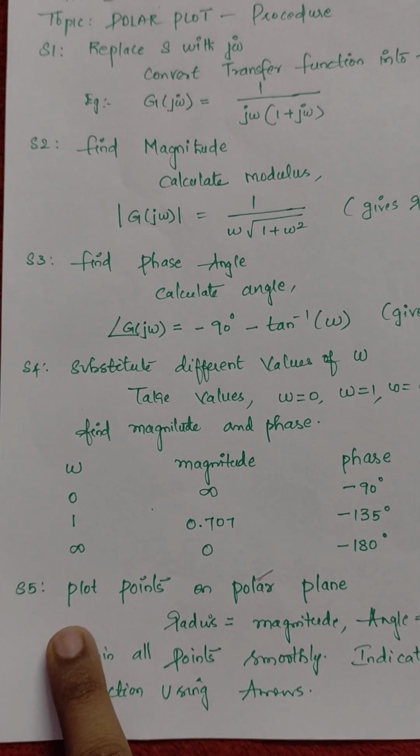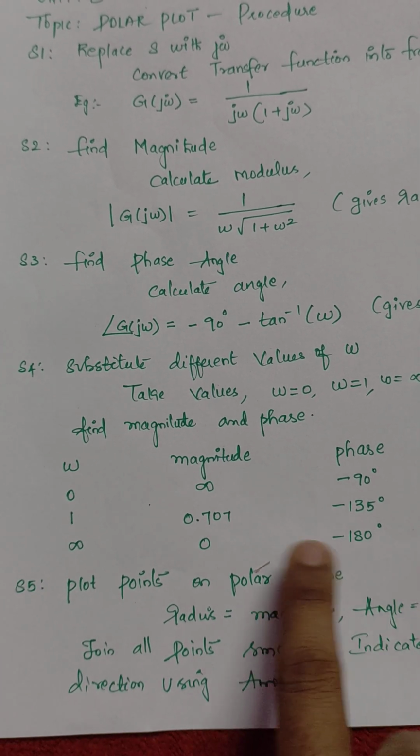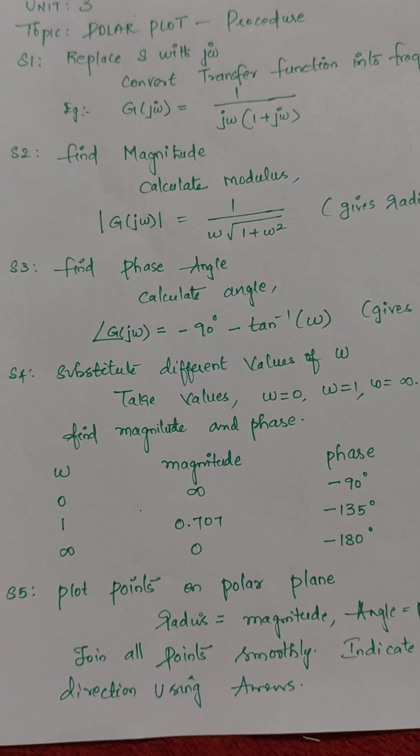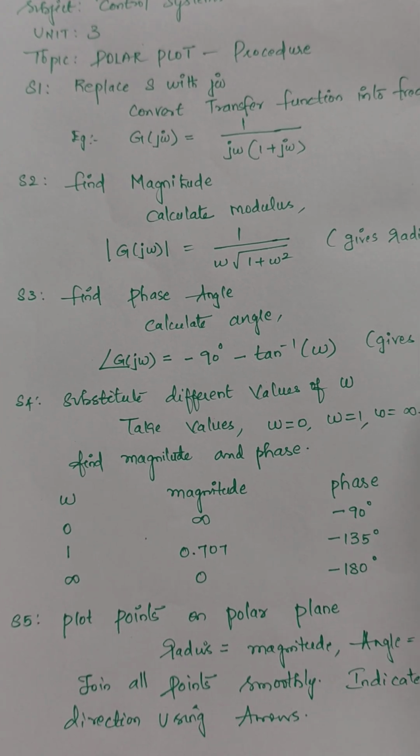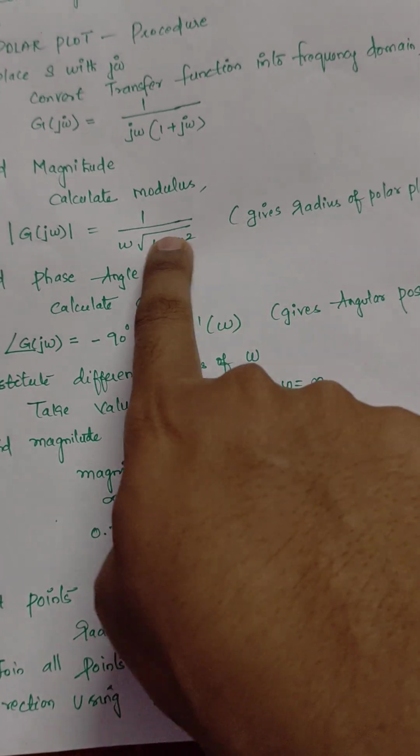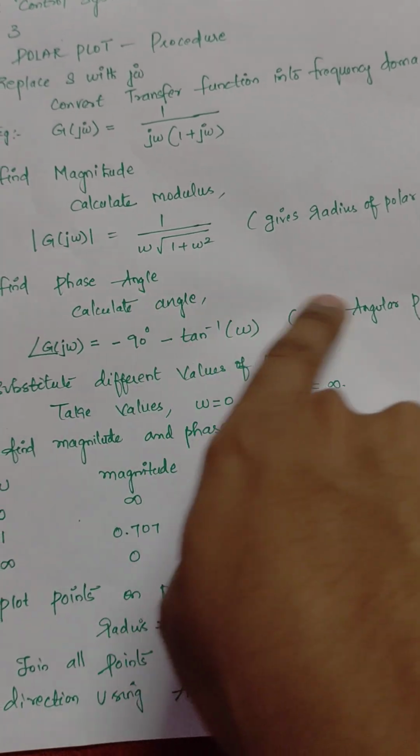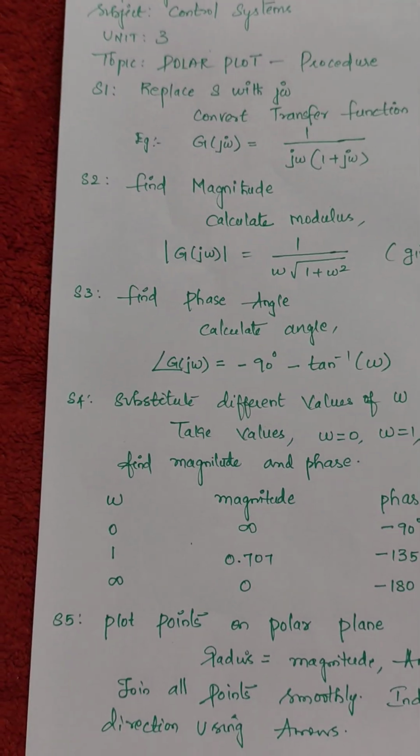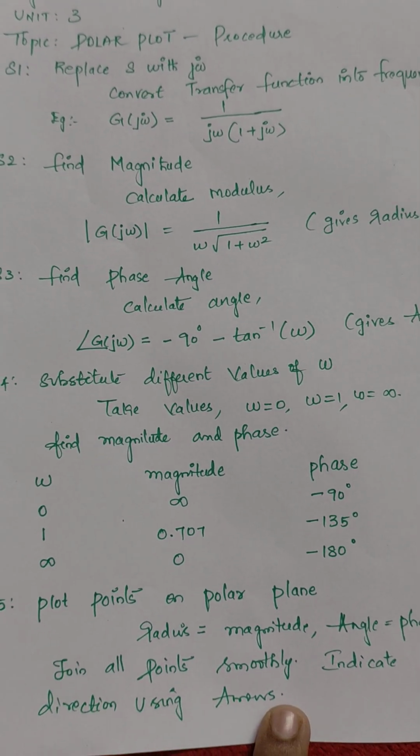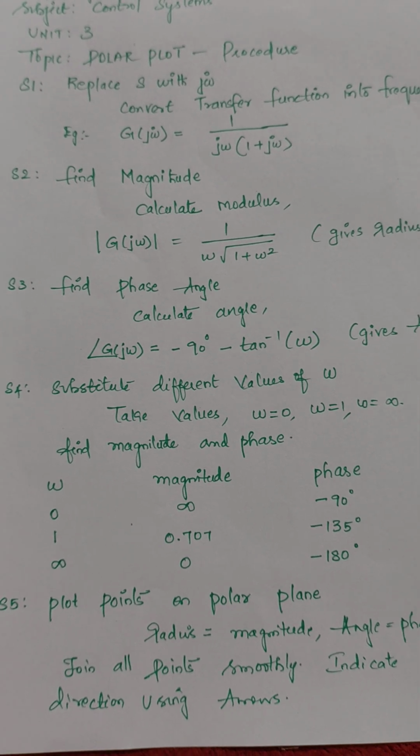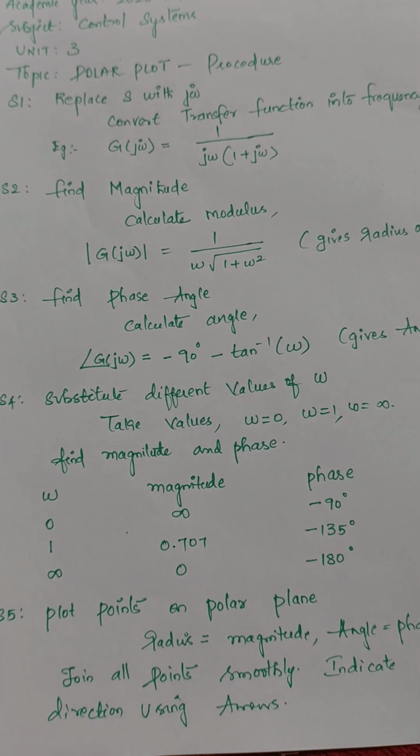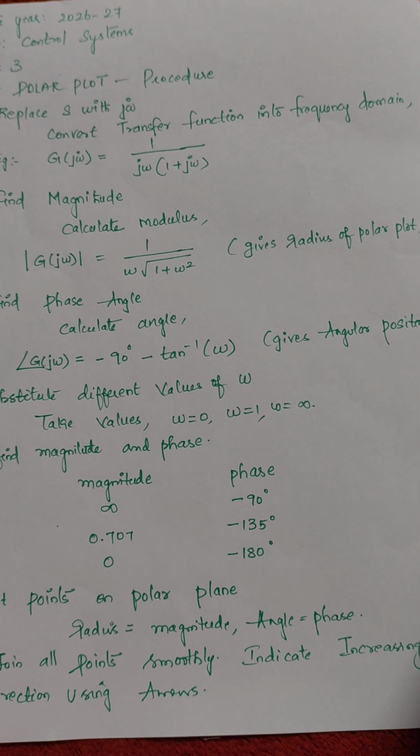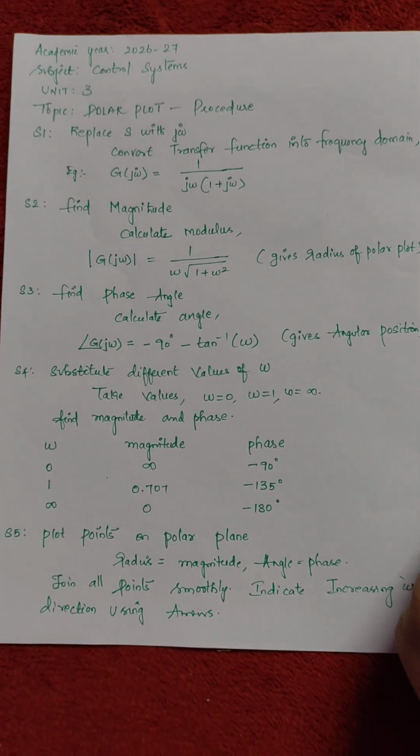Step number 5: plot the points on the polar plane. Radius is equal to magnitude, and angle is equal to the phase angle. Join all the points smoothly and indicate the increasing omega direction using arrows. After plotting, you need to connect the points to complete the polar plot. Hope you understand this polar plot procedure.